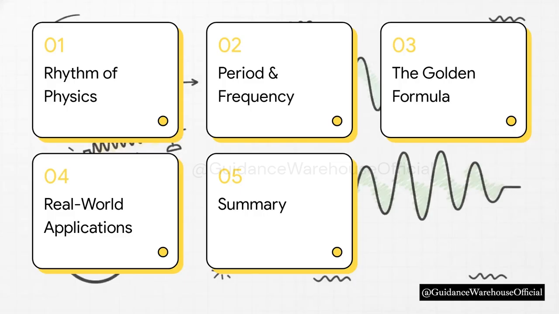By the end of this explainer, you will completely understand the concept of periodic motion, the mathematical formula that connects period and frequency, and exactly how to apply it to real-life problems. Here's our roadmap. 1. The rhythm of physics. 2. Defining period and frequency. 3. The golden formula. 4. Real-world applications. And 5. A quick summary.